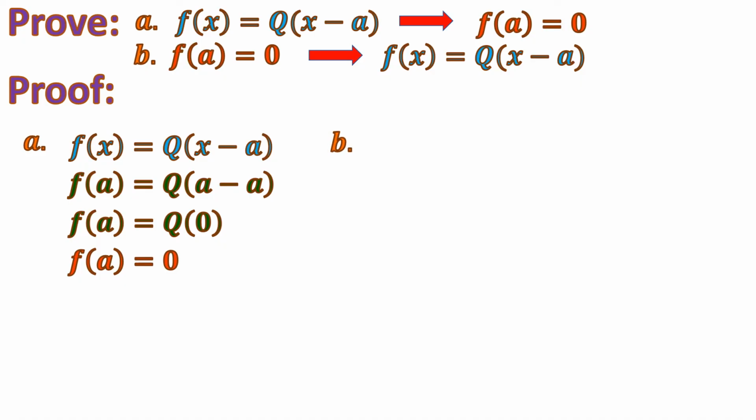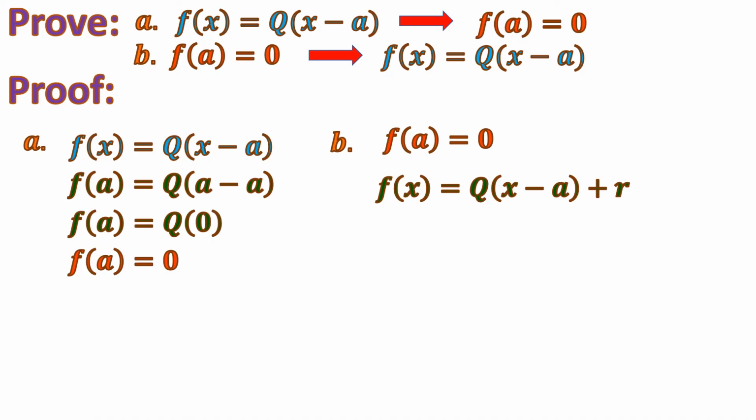Now let's prove the second one, the vice versa. If it is given that f of a equals 0, or the remainder is 0, then x minus a is a factor of the polynomial f of x. That is given, and let's go back to this true statement, like what I have shown you in the proof of the remainder theorem. Then we are going to change the r to f of a, because according to the remainder theorem, f of a is equal to r. Since it is given that f of a is equal to 0, we can substitute f of a with 0.